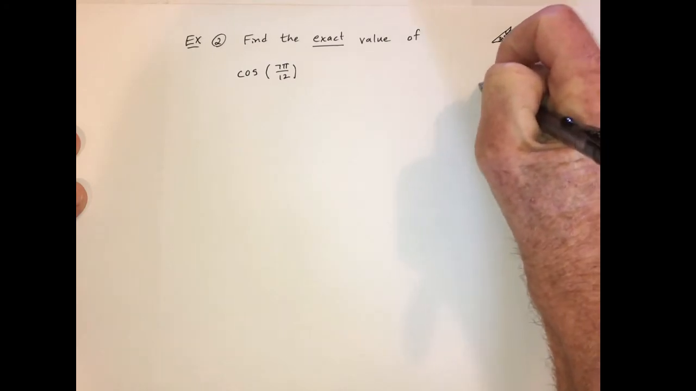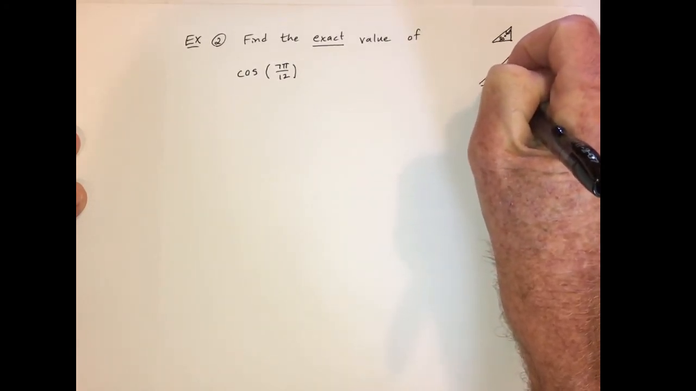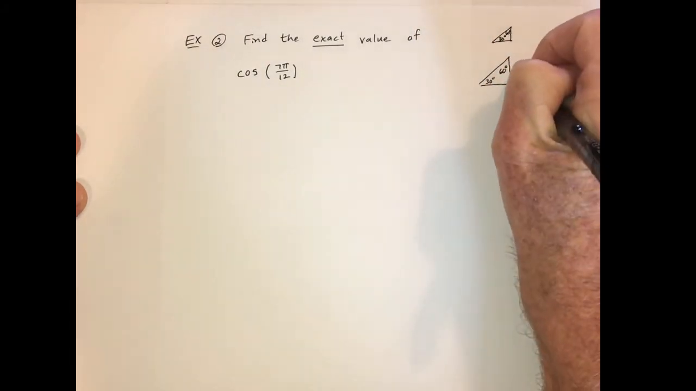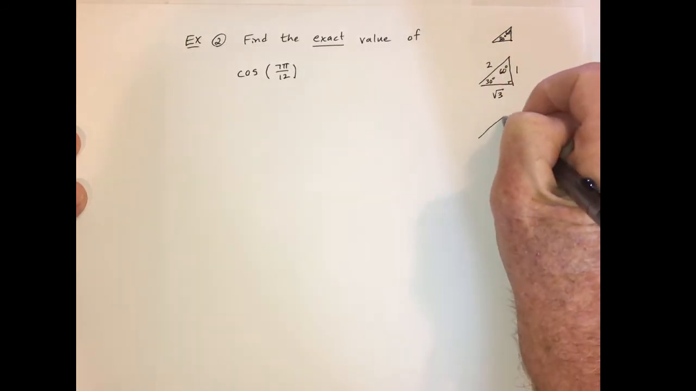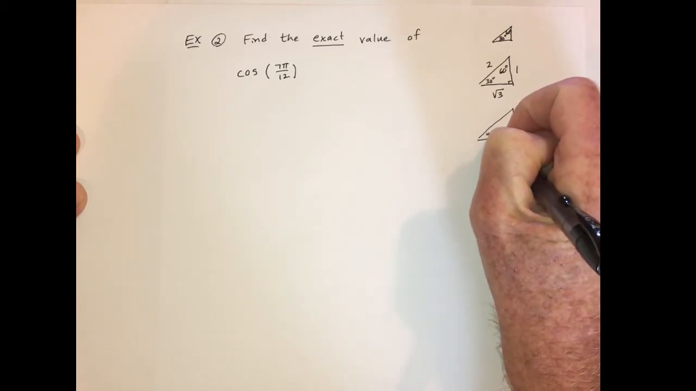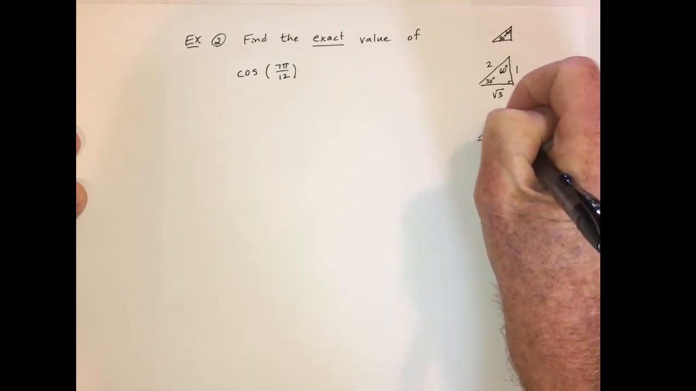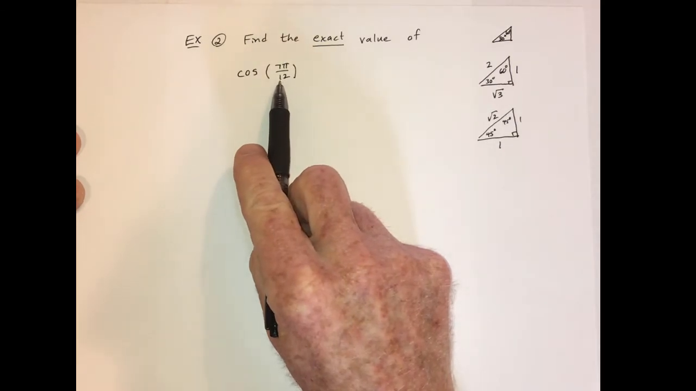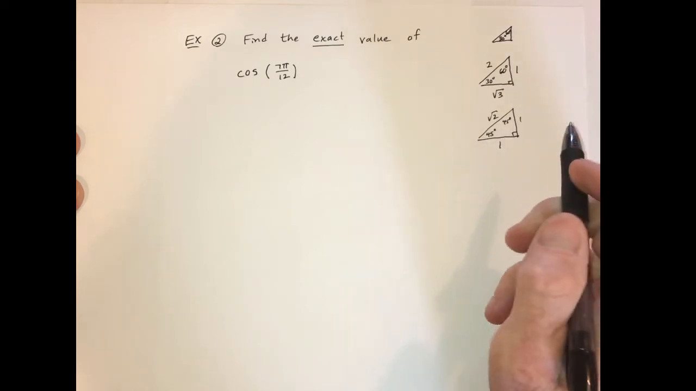Oh, I made that too small. Redo. 30-60-90. So this side would be 1, this is 2, and this is square root of 3. Or perhaps we will end up using the 45-45-90, which is 1, 1, and square root of 2. Now this is 7 pi over 12, which seems that it has absolutely nothing to do with 30-60-90, or 45-45.